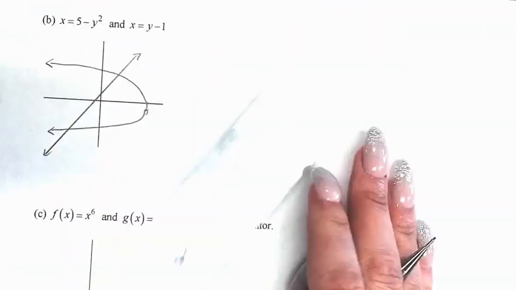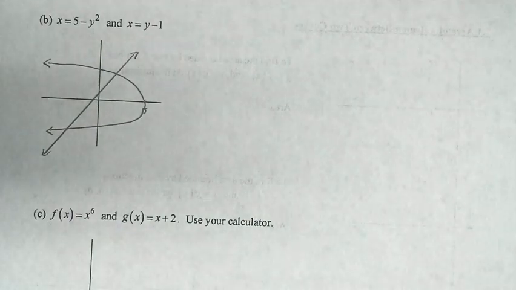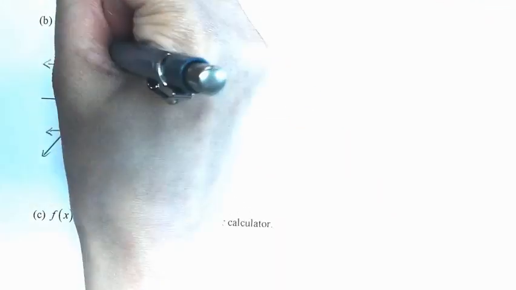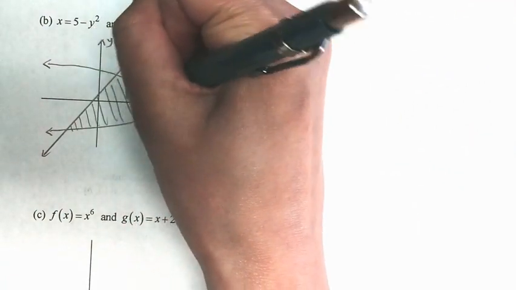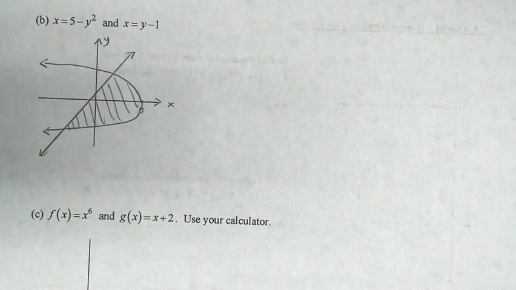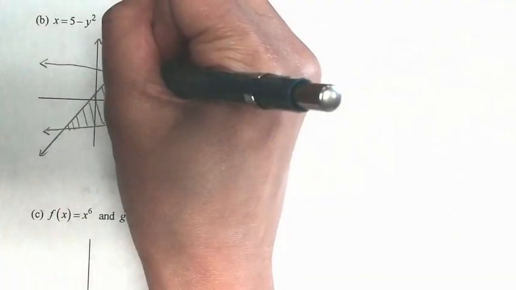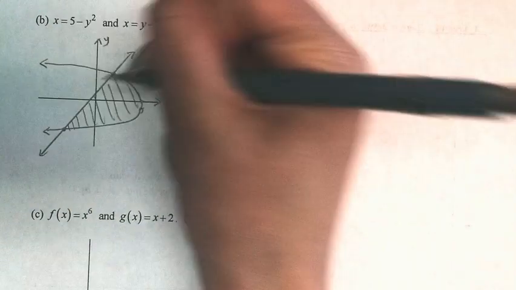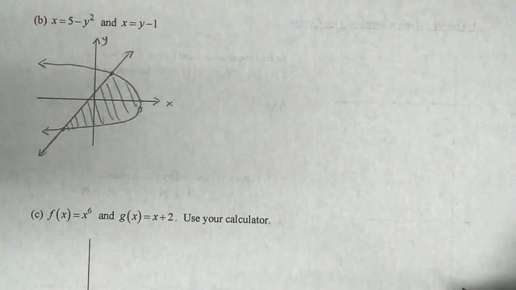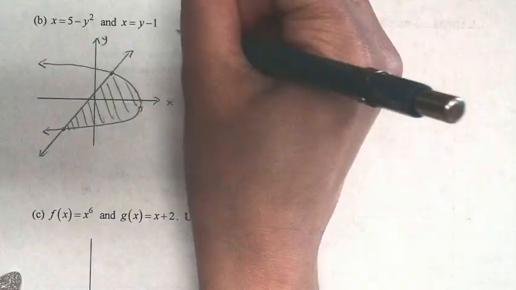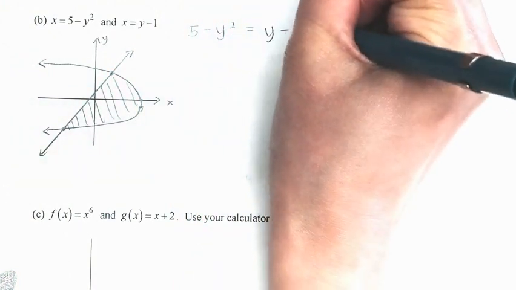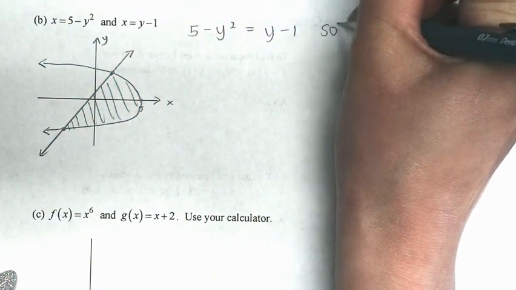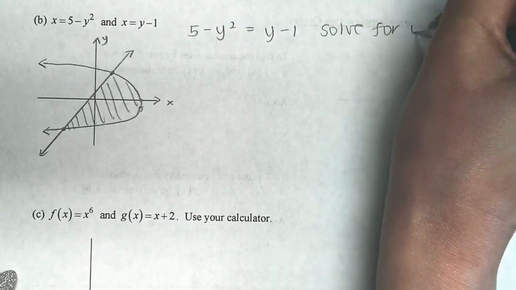Okay, so the area of interest for this situation, and you know that this is x, this is y, and the area of interest here is going to be this part. Okay, so the deal here is I want to find this point and this point. So to do that, I need to have my 5 minus y squared set equal to y minus 1. And in this situation, I'm going to solve for y.